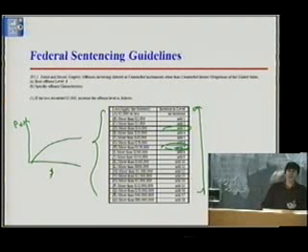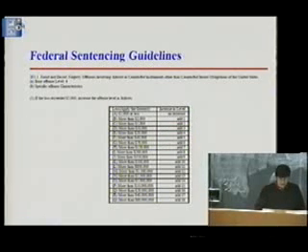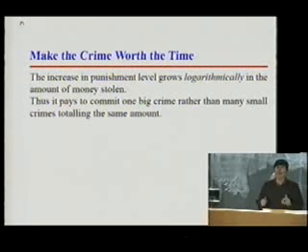Does everybody see that the moral of the federal sentencing guidelines is if you're going to steal money, steal it in large quantities, okay? The key thing that the federal sentencing guidelines are trying to teach us, okay, is what? Basically, if you do the crime, make it worth the time, okay? Any questions about that? So if you got any vocational advice from this class, that would be the vocational advice that I will give you, okay?